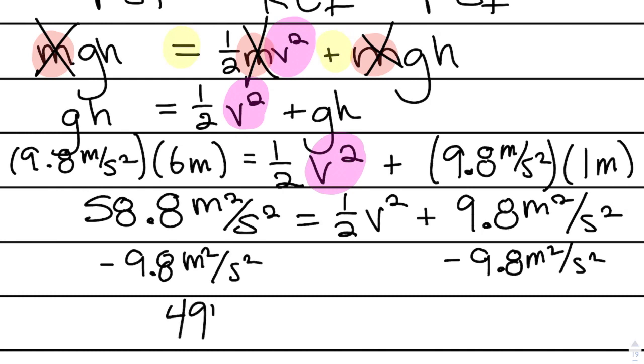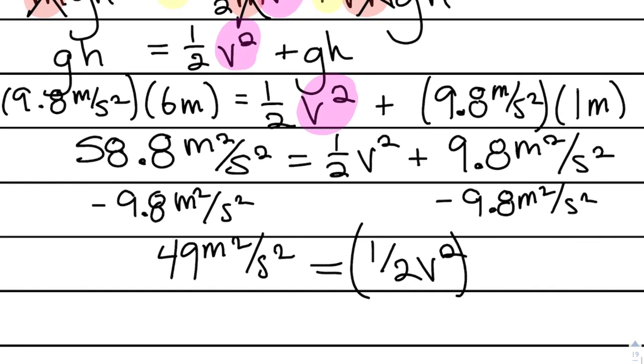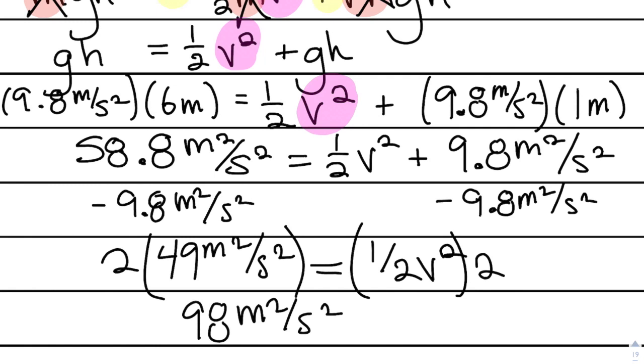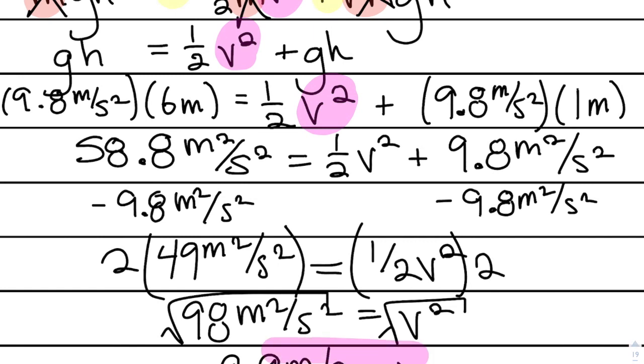49 meters squared over seconds squared. And that is equal to 1/2 times velocity squared. I'm going to go ahead and I'm going to multiply everything by 2. And so I end up with 98 meters squared over seconds squared equals velocity squared. And then I'm just going to square root that number. And that square root ends up giving me approximately 9.9 meters over seconds for velocity.